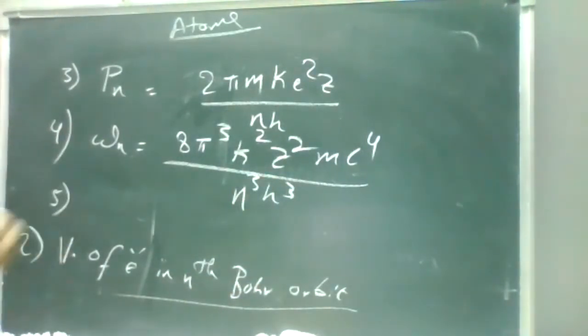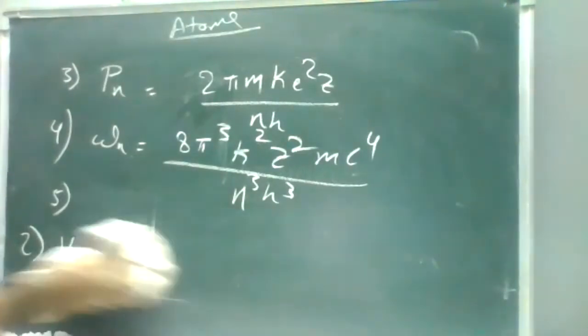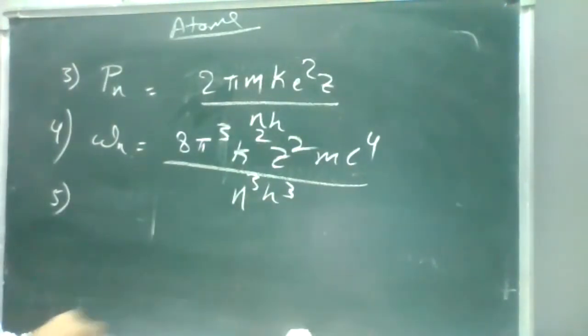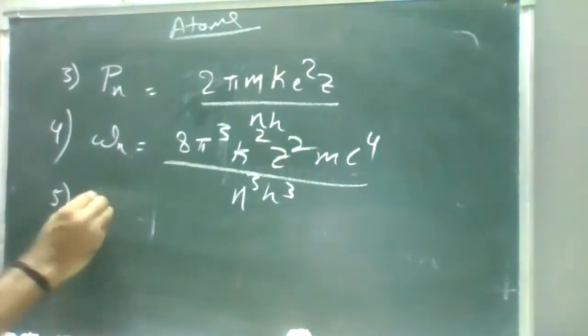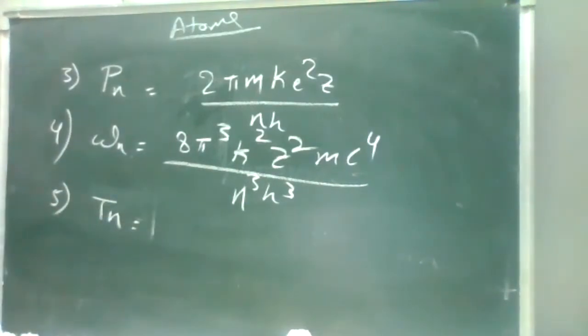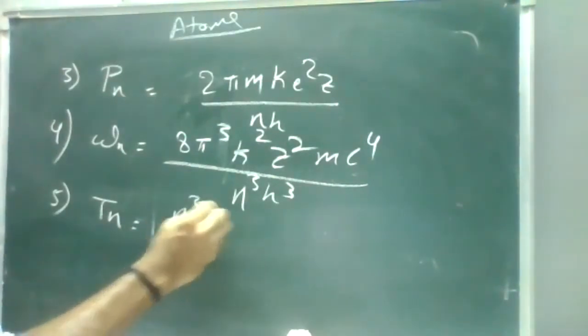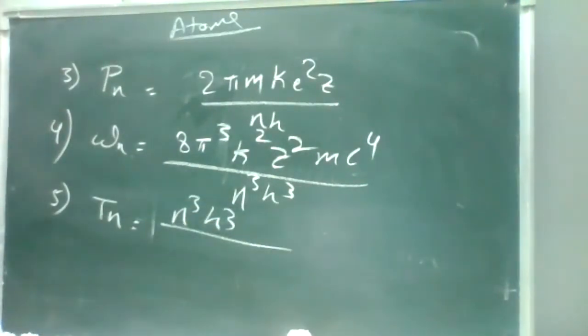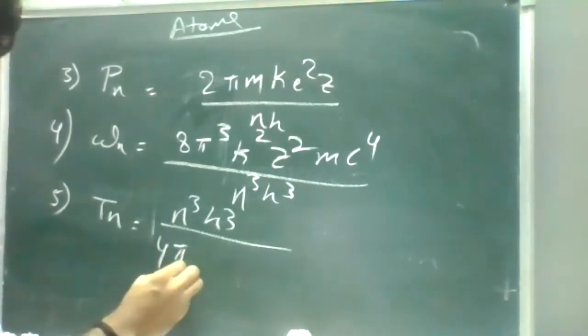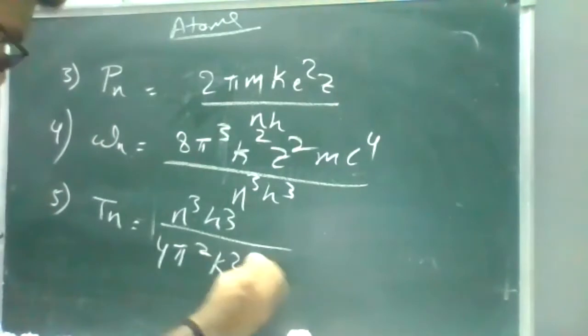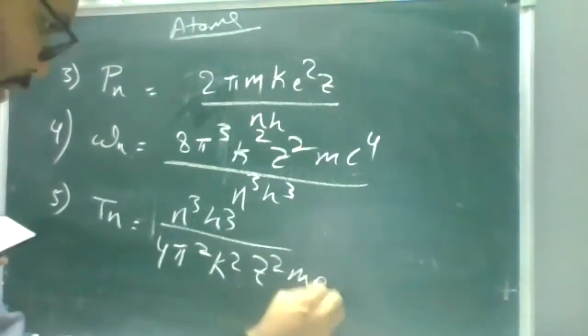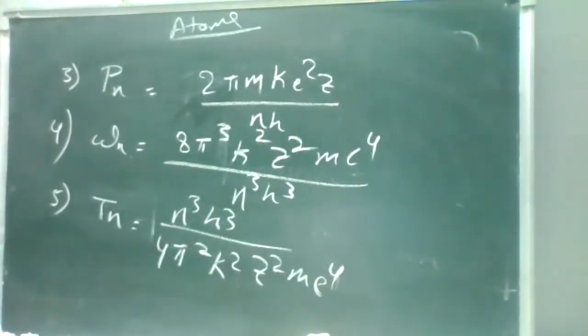Next one, fifth one, time period. Time period Tn is equal to n cube h cube by 4 pi square k square z square m e power 4.